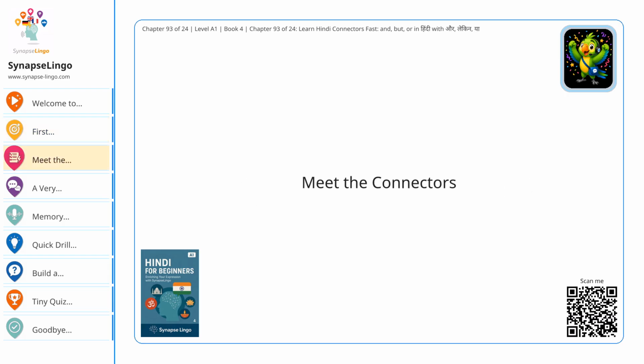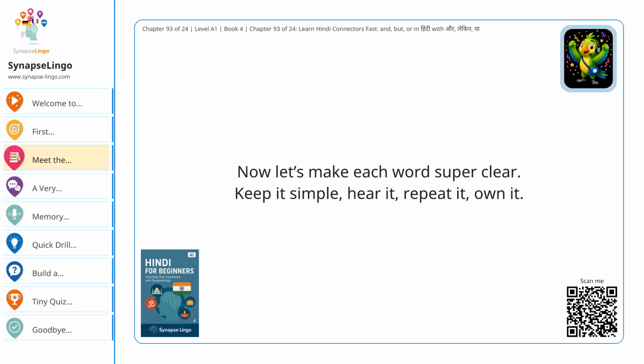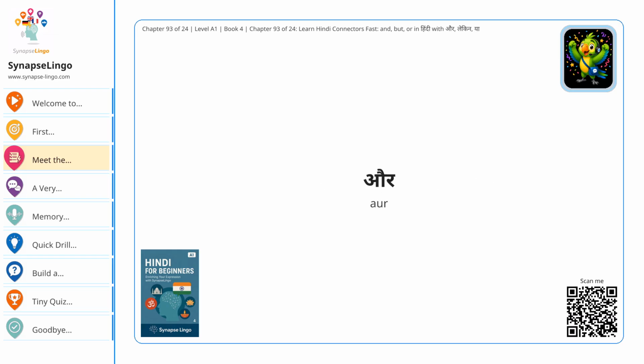Meet the connectors. Now let's make each word super clear. Keep it simple, hear it, repeat it, own it. And, in Hindi, is और. Example, tea और coffee are on the table. But, in Hindi, is लेकिन. Example, I am tired, लेकिन, I will continue. Or, in Hindi, is या. Example, tea या coffee?